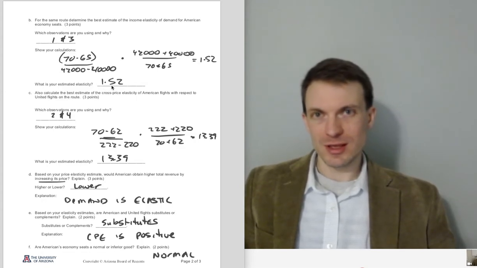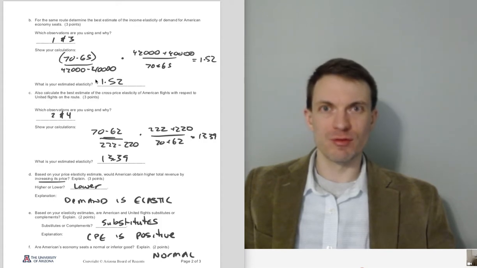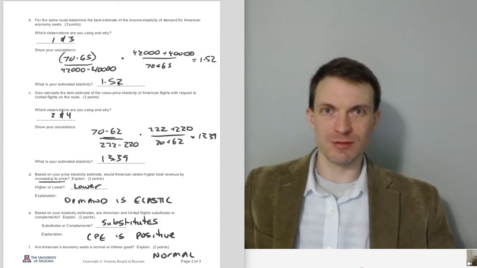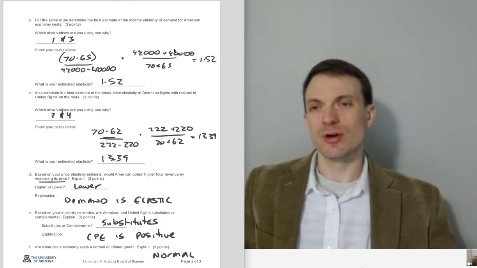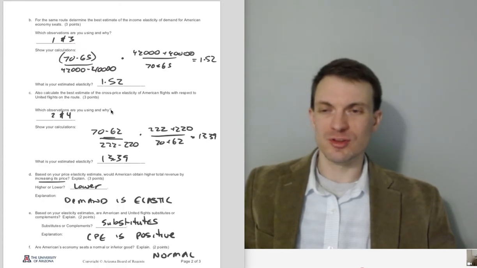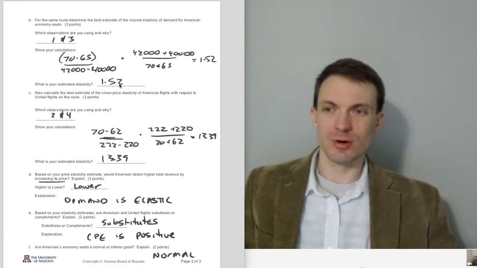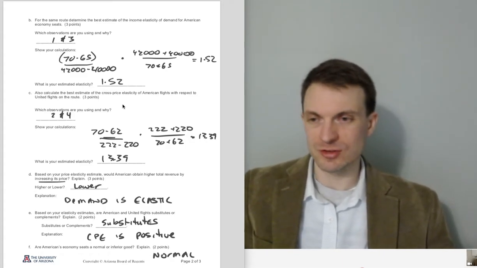This is pretty income elastic, right? If the income elasticity is positive, we know we have a normal good. If the income elasticity is negative, we know we have an inferior good. Since this is positive and bigger than 1, we know that the percentage change in quantity was bigger than the percentage change in income. So this is pretty responsive. It's normal and pretty income elastic. That makes sense, right? People's incomes rise, they take more vacations.